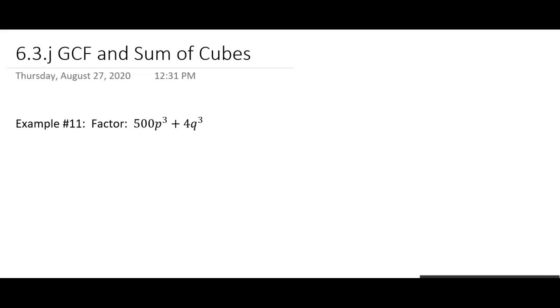So now here we have another polynomial. You'll notice that there are two terms. Now the difference of squares, the sum of cubes, the difference of cubes, all of those have two terms in them. So we look for that. But we should always look for a greatest common factor first. And so 4 happens to go into 500, so we're going to factor out a 4 right at the beginning.